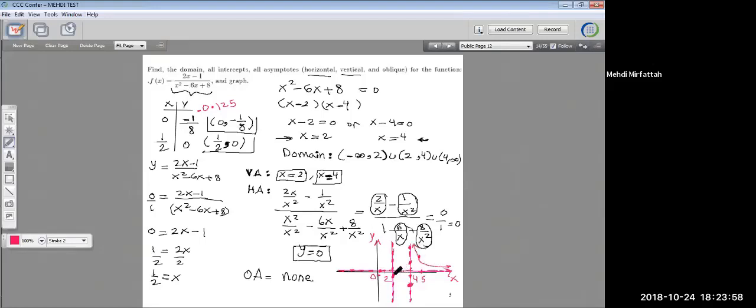You can pick a point between 2 and 4, like 3. Substitute the number, then you find the corresponding value somewhere around here. Then you can see your graph is going to get closer and closer to these asymptotes, and also closer to these asymptotes here and there. That would be the graph.